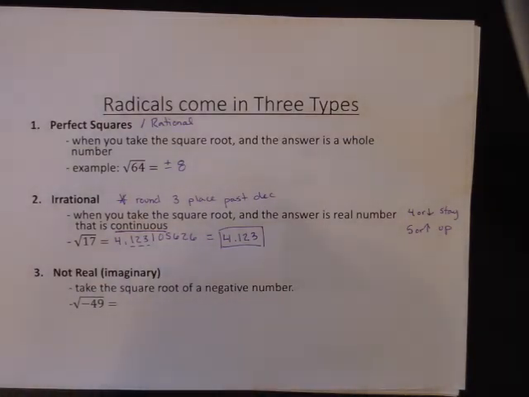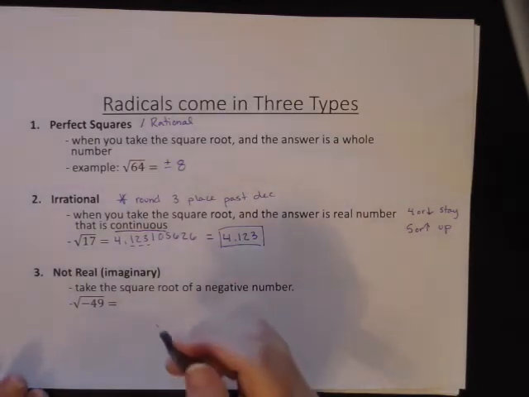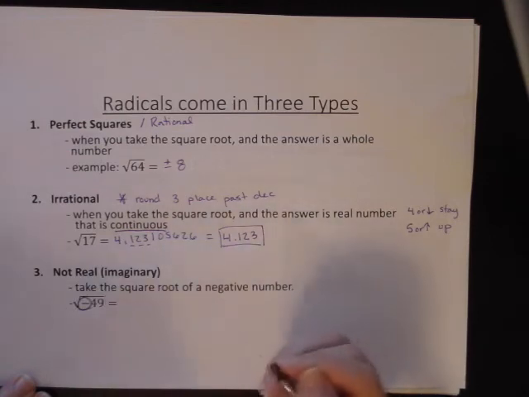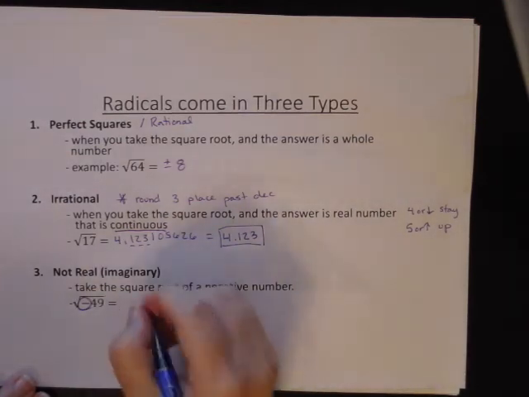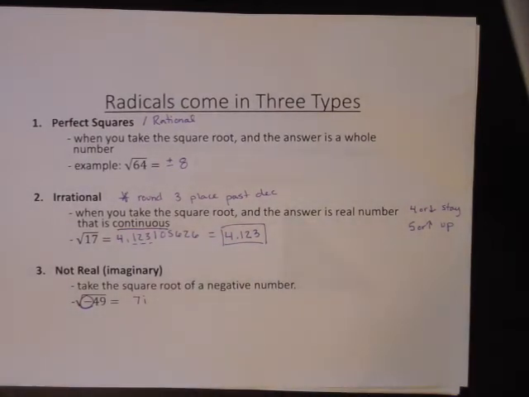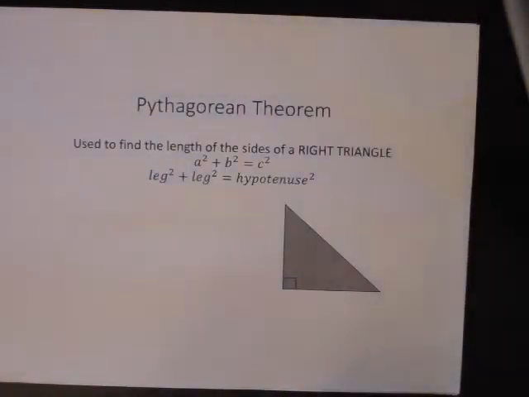Now, if it's a not real or an imaginary number, the way that you can tell is when you take the square root of a negative number, that is, when the negative is inside of your radical. So technically, the square root of 49 is 7, but because I have this negative number, I have to pull out an imaginary. So my answer would be 7i. Okay? And the plus or minus does not matter here. So it can either be a perfect square, irrational, or a not real number.